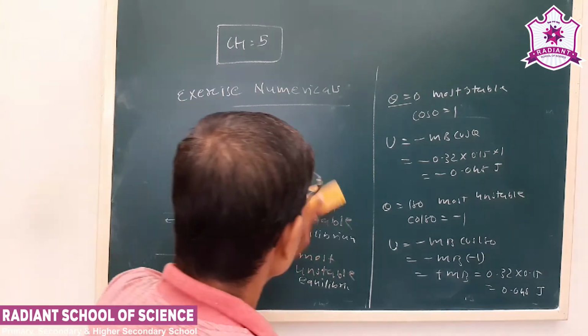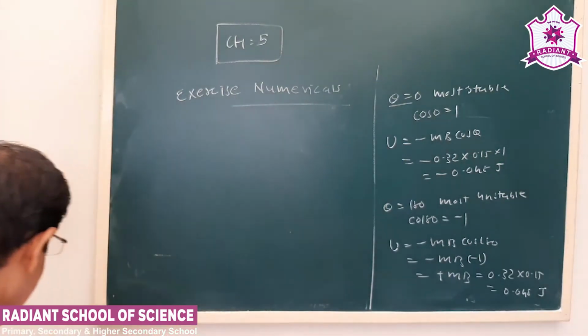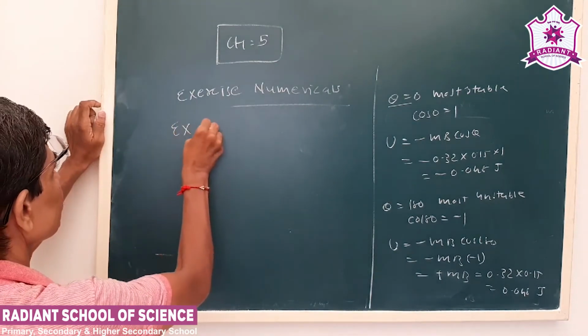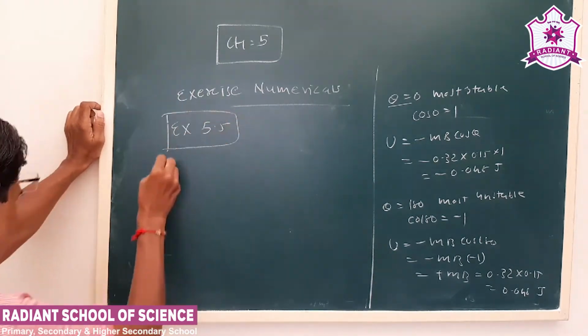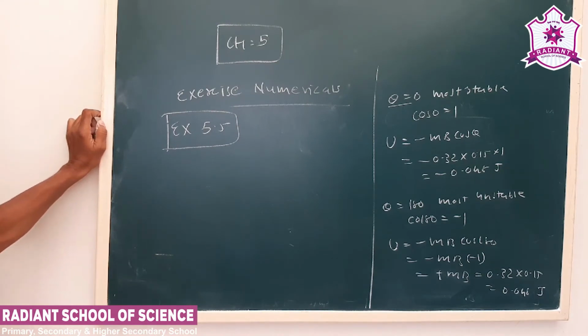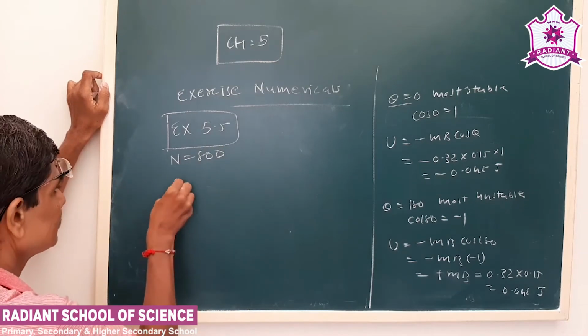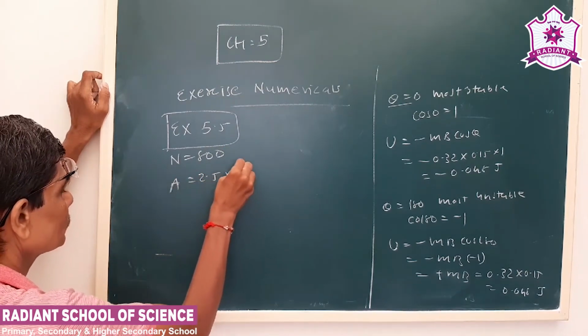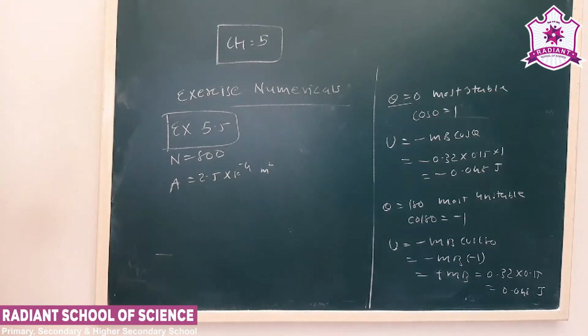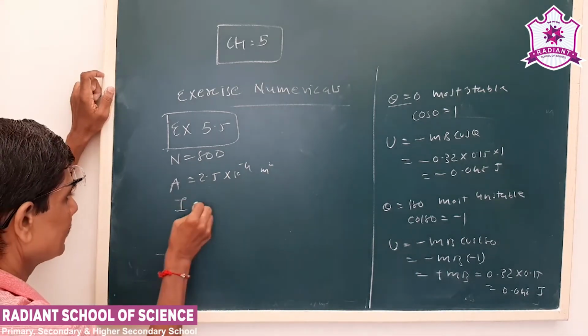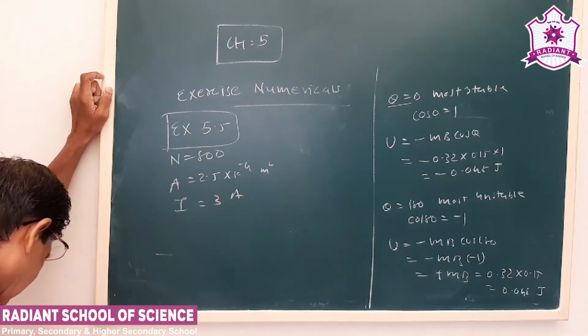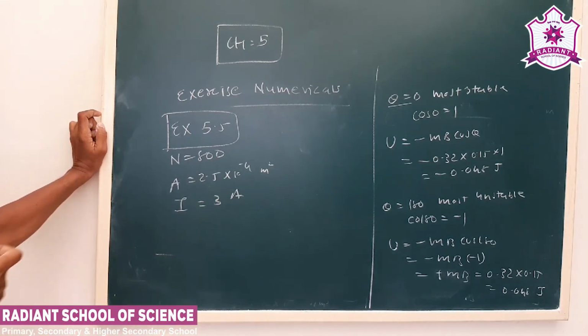Now see exercise numerical number 5.5. A solenoid has 800 turns and area is 2.5 into 10 to minus 4 meters square. Now the current passed is 3 ampere. Now you have to find out the sense in which the solenoid acts as a bar magnet and what is the associated magnetic moment.